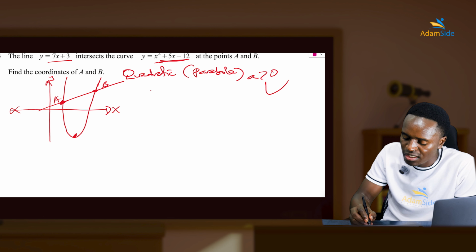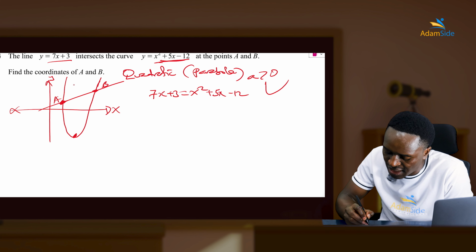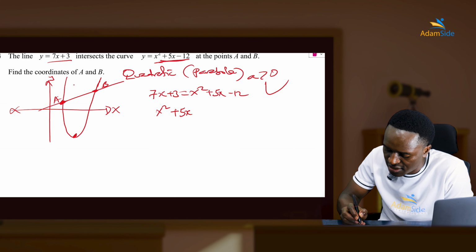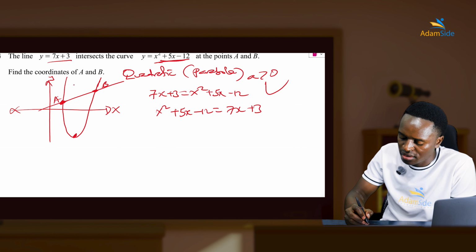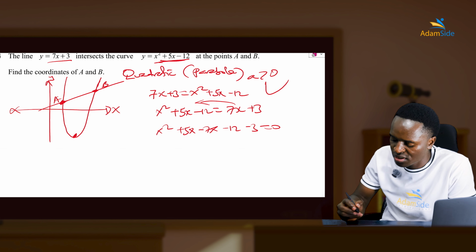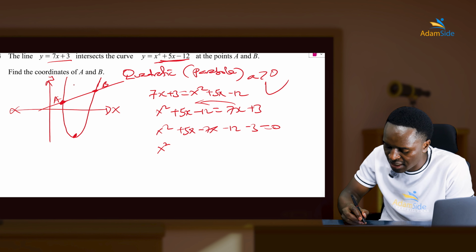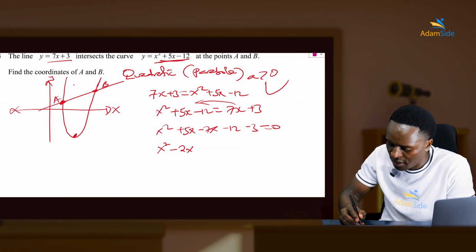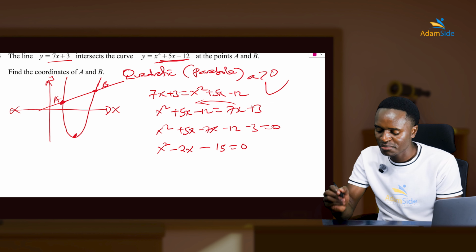So what do you need to do? Just equate them. 7x plus 3 is equal to x squared plus 5x minus 12. Then we collect like terms. x squared plus 5x minus 7x minus 12 minus 3 is equal to 0. Then x squared plus 5x minus 7x is minus 2x, and minus 12 minus 3 is minus 15, equal to 0.